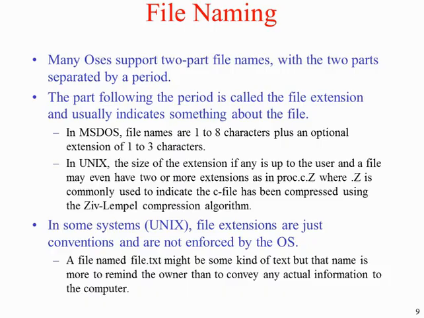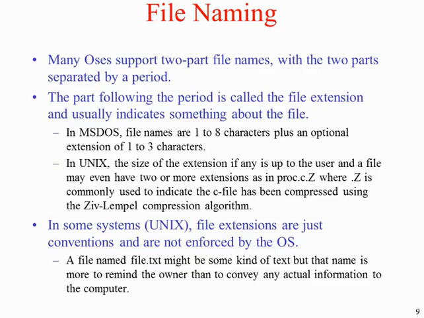Now the part following the period is called a file extension, and the part before the period is called the primary file name. And this file extension usually indicates something about the file. Now in MS-DOS, file names are usually 1 to 8 characters long plus an optional extension of 1 to 3 characters long. In Unix, the size of the extension, if any, is up to the user, and a file may even have 2 or more extensions.